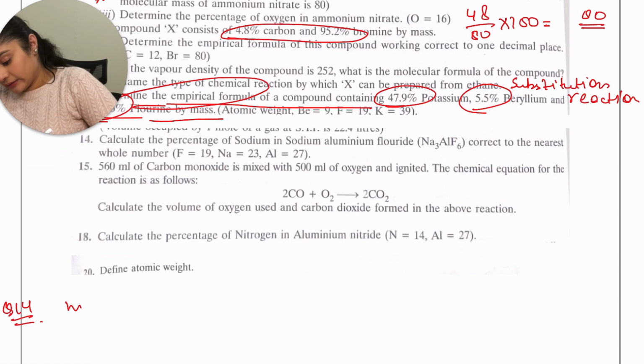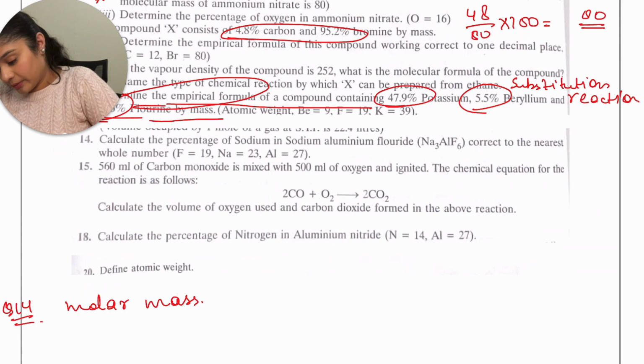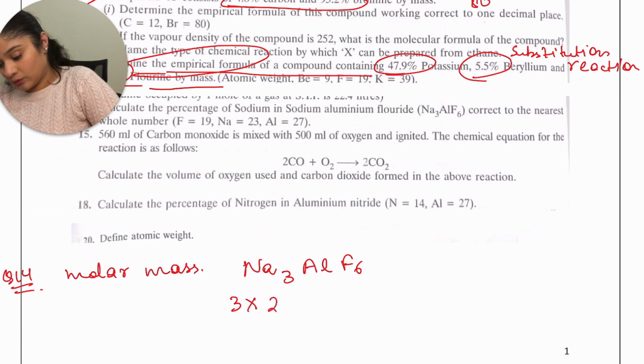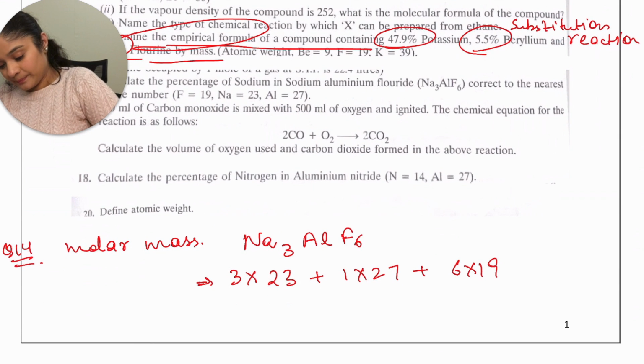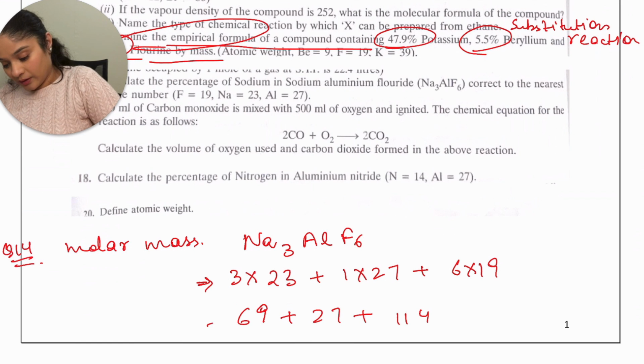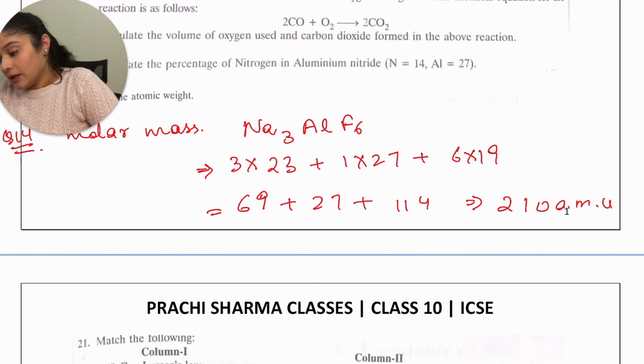So question 14 is giving me... yeah, we are supposed to calculate the molar mass. So that would be for Na3AlF6. That means 3 times, for sodium it is 23 given, plus aluminium 1 times 27, plus 6 times 19. So if I calculate that real quick, okay, if you add all of that, you would end up with 210 AMU.